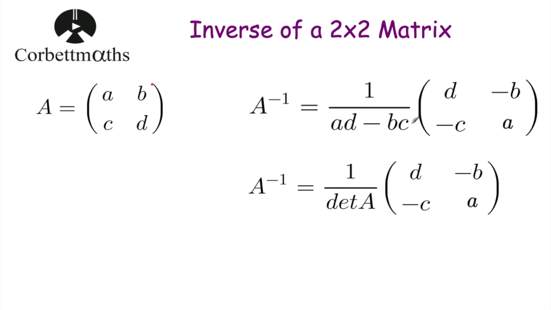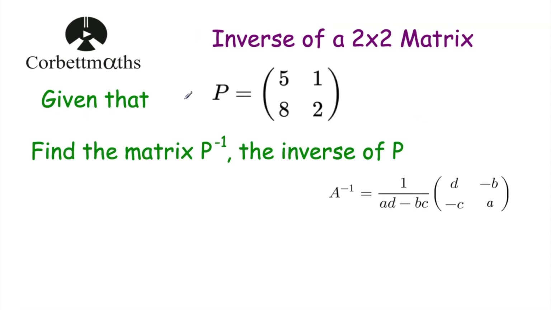Let's have a look at some examples, because that looks quite complicated, but when we look at some examples, it's actually quite straightforward. So here we've got the matrix P, and it's 5, 1, 8, 2, and we want to find the inverse of this matrix P. So the inverse of this matrix P, so that would be P -1, like so, will be equal to 1 over, and then we work out the determinant of this matrix. So we do A times D subtract B times C. So let's work out the determinant of matrix P.